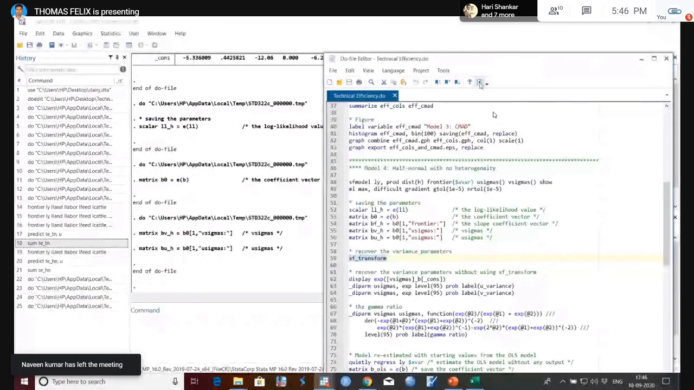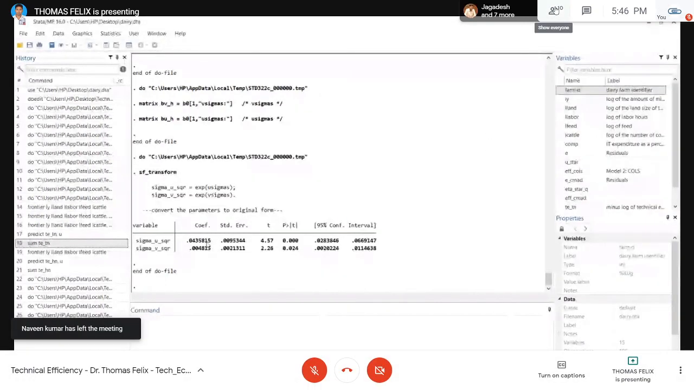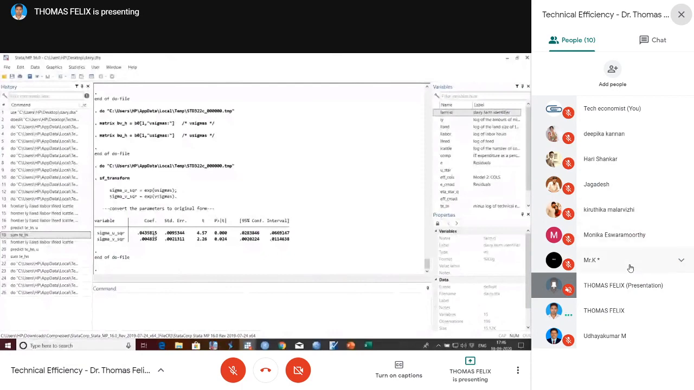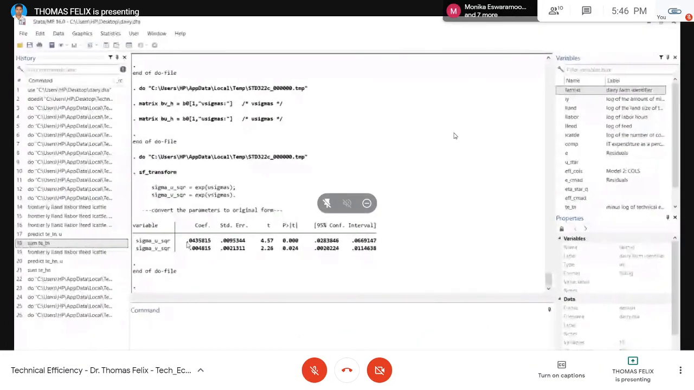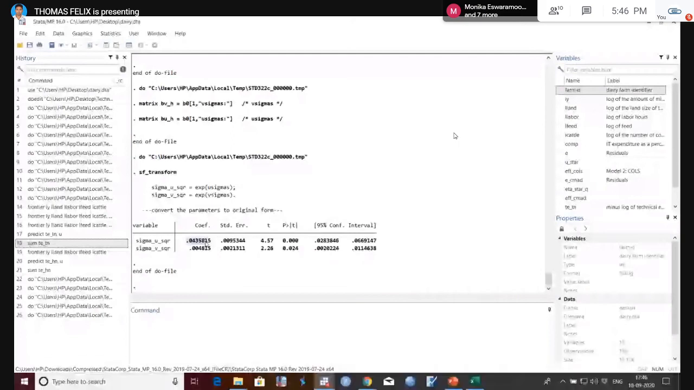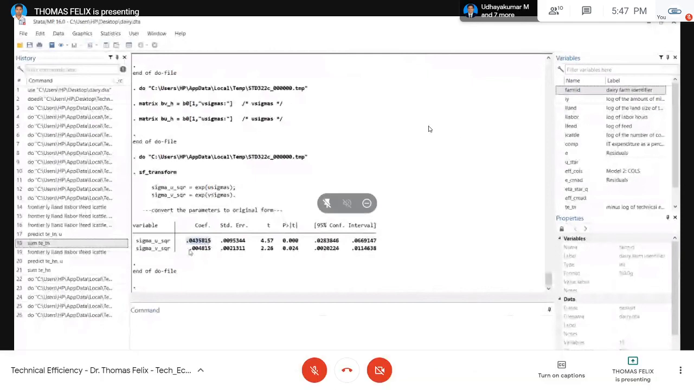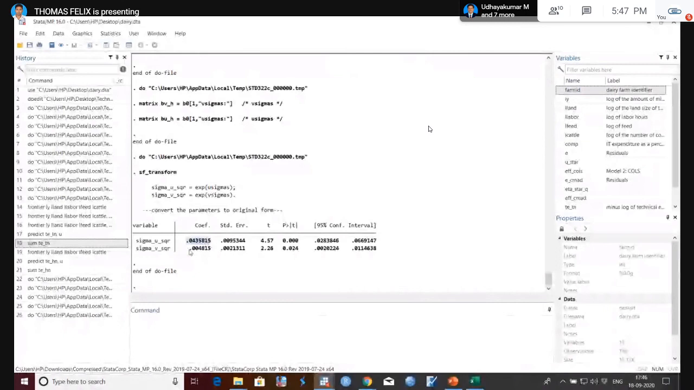So here you can check. Here we get the sigma U value as 0.4 and the sigma V value as 0.004. As I said earlier, only when the sigma square U value is higher than the sigma square V value is there meaning to calculate the technical efficiency. When the sigma U value is higher, it means there is a presence of inefficiency. So the yield has changed because of inefficiency. Now we have sigma square U greater than sigma square V, so there is a presence of inefficiency in our production function.